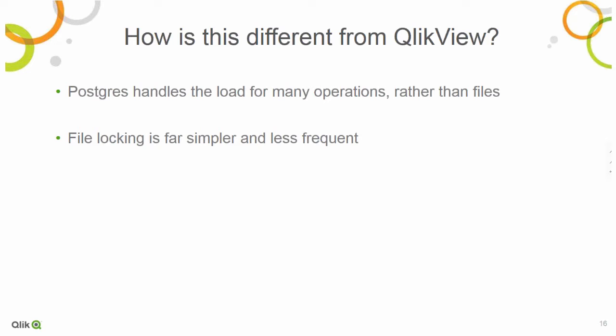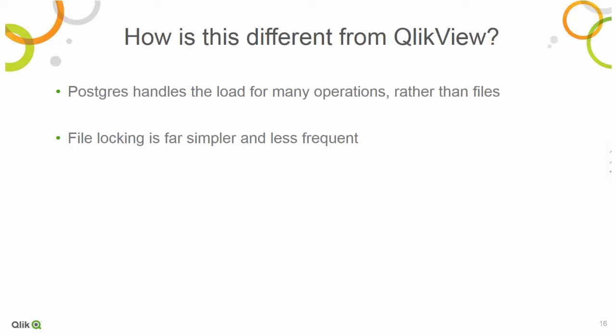Some of you may have had experiences with QlikView, and this sort of model looks pretty similar to how QlikView works at a high level. So the question is, how is this different, right? Postgres, it's a database. It handles things. Traditionally, QlikView will store the metadata about a site in static XML files, which have to be updated.